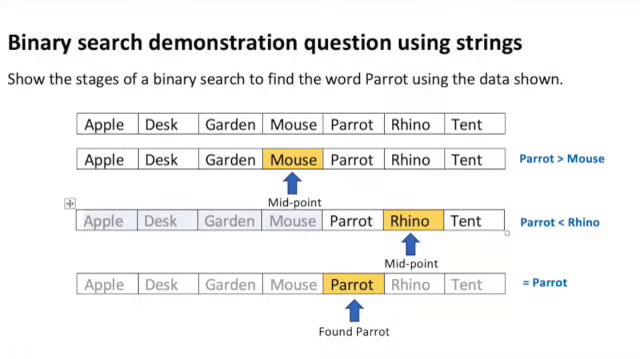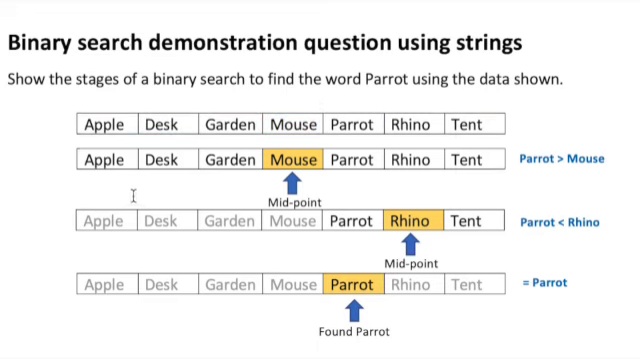In this video, we will be looking at the binary search algorithm with a particular focus on the demonstration of using a binary search on a list of strings. At this point, it's worth remembering that a binary search prerequisite is that the data must be sorted. So if we look at our original data list, we can see this is in ascending alphabetical order.